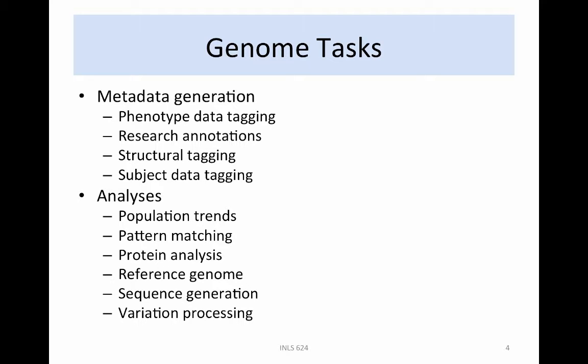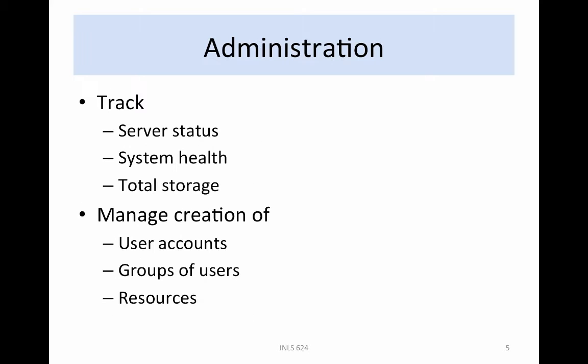Analyses that may require higher levels of processing or the identification of information across multiple files include population trends, summarizing information across multiple files, protein analysis and sequence generation, variation processing, identifying differences across multiple files, and reference genome creation, identifying commonalities across multiple files.